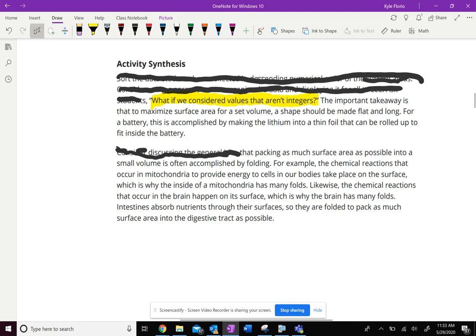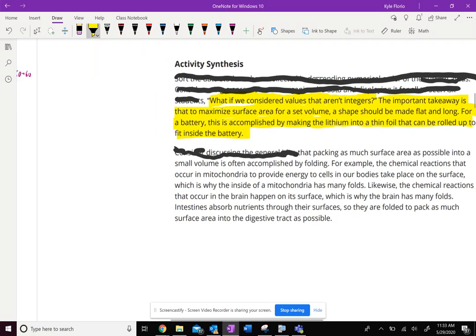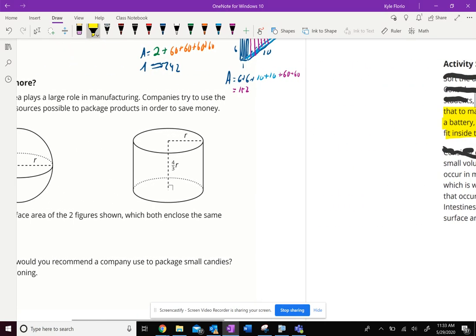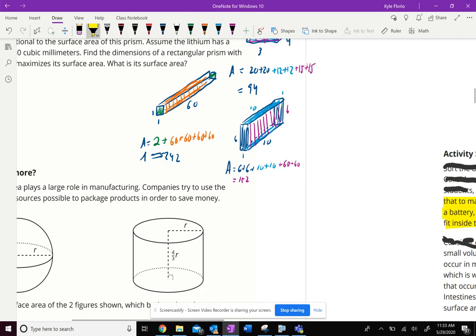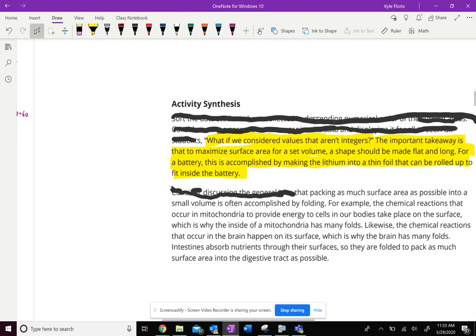So the important takeaway is that to maximize the surface area for a set volume, the volume was set at 60, a shape could be made flat and long, and that's how you make the area bigger. For a battery to accomplish this, they need to make the lithium into a thin foil that can be rolled up to fit inside the battery. So they need to make it really, really long like this, and then they can roll it up, and that's how you could save storage space.